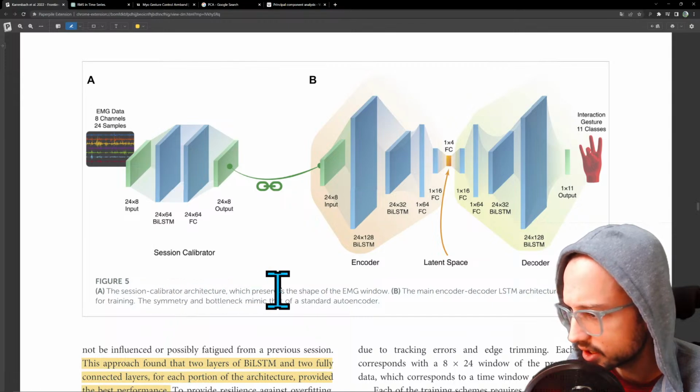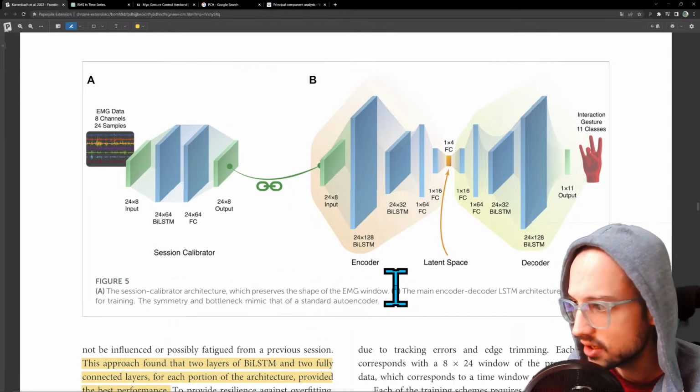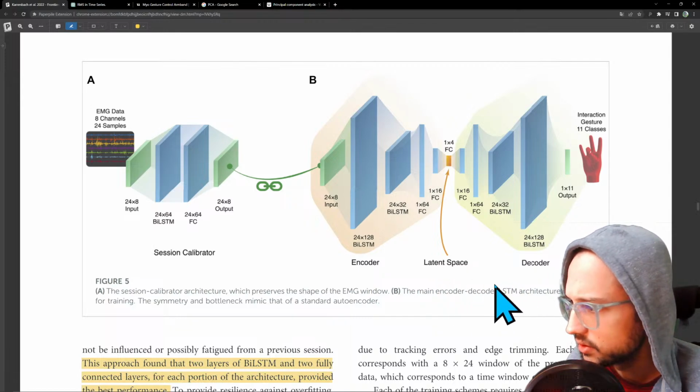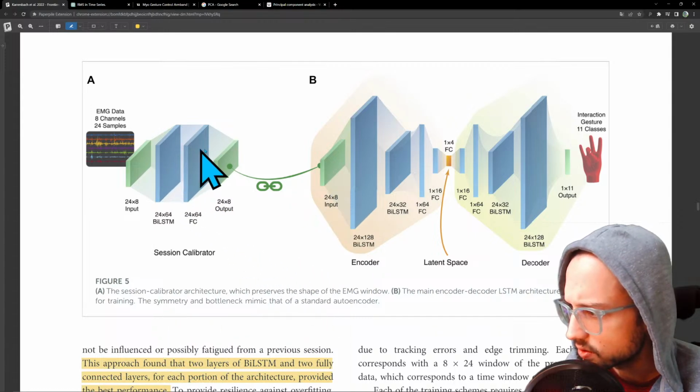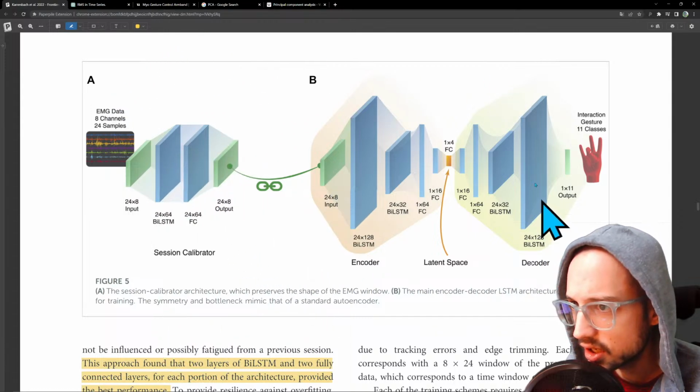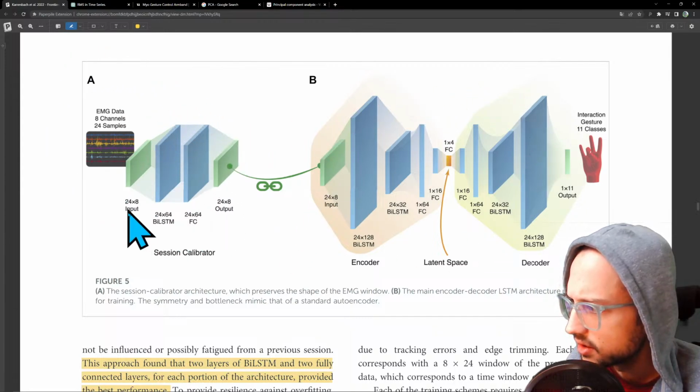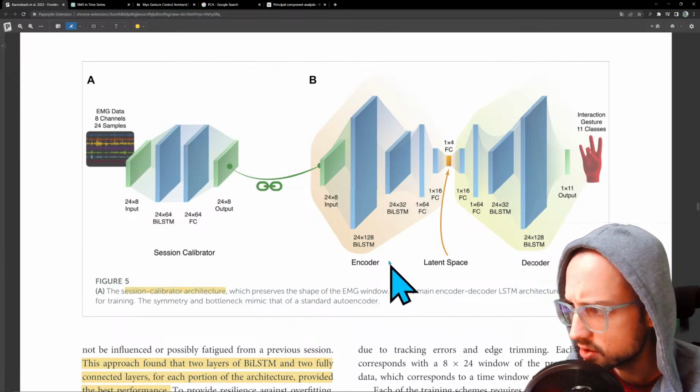Session calibrator architecture, which preserves, and then B, the main encoder decoder. Okay, so maybe they have two different architectures here. They have the encoder decoder, but then they also have what they call the session calibrator. I don't know. They haven't introduced that yet. We'll see what that means.